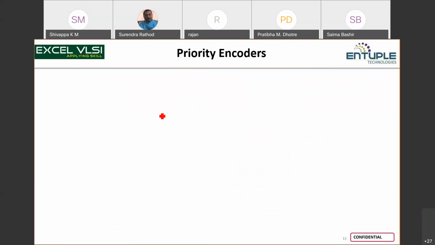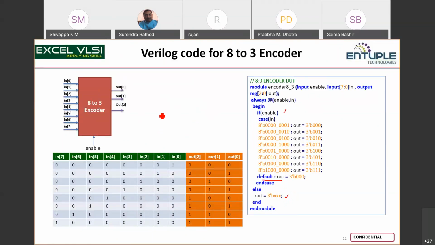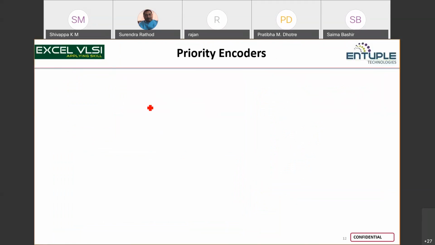Now, in a simple encoder, what if more than one line is active? How does that have to be managed? We cannot always expect the ideal case of only one active at a time. That led to the need for a priority encoder.